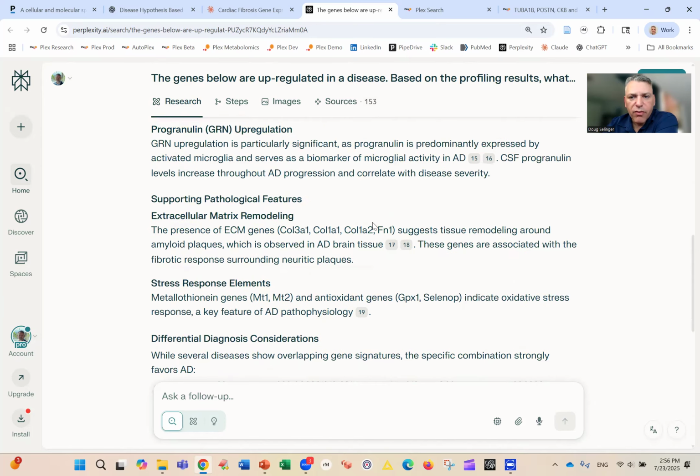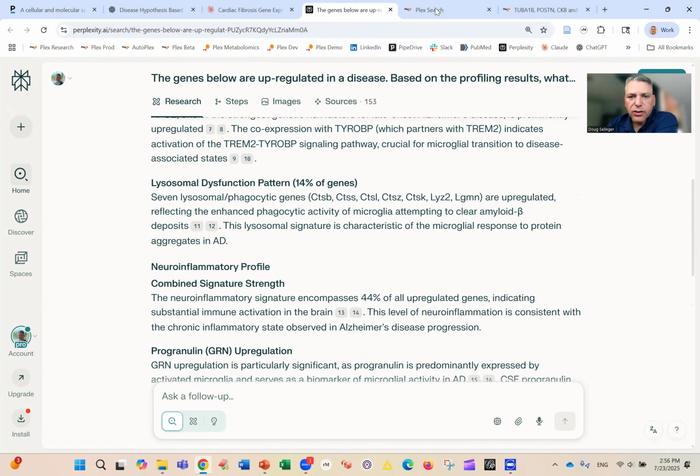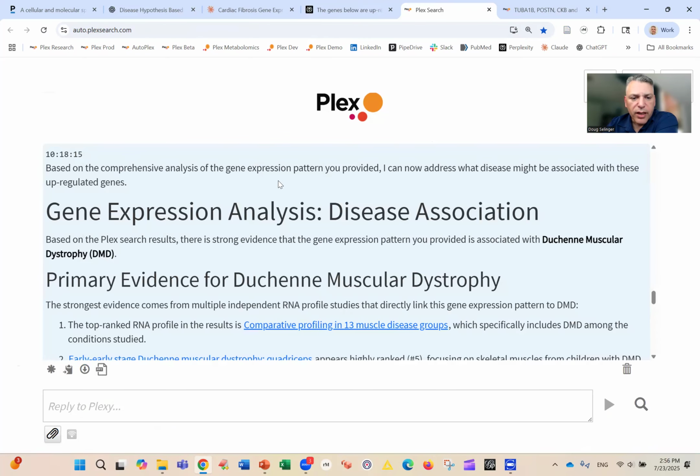So finally, if we come over to Plex, Plex is able to look at this signature and immediately and with high confidence assess this is DMD, this is Duchenne muscular dystrophy. You see that coming up here. And how is it able to do this when the large language models, the other models, are not able to? The key is that it's using tools the others don't have, and it's using data that the others don't have.